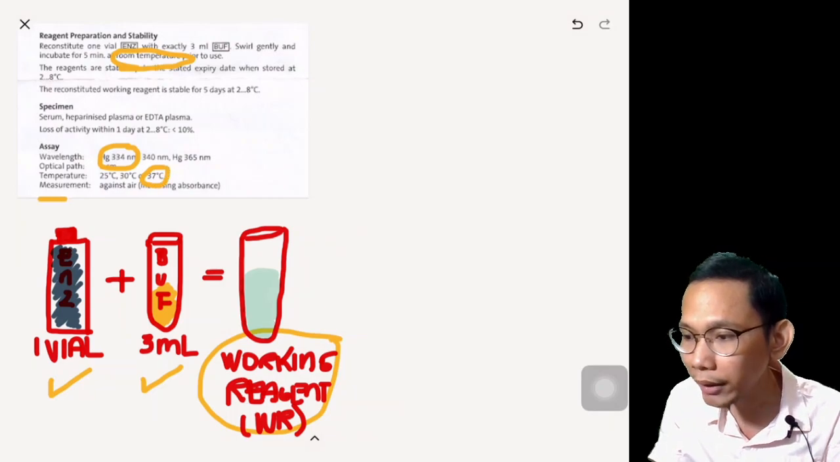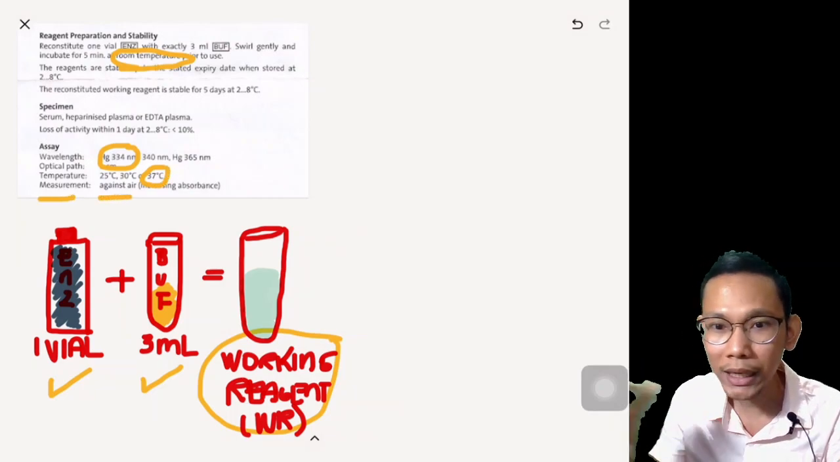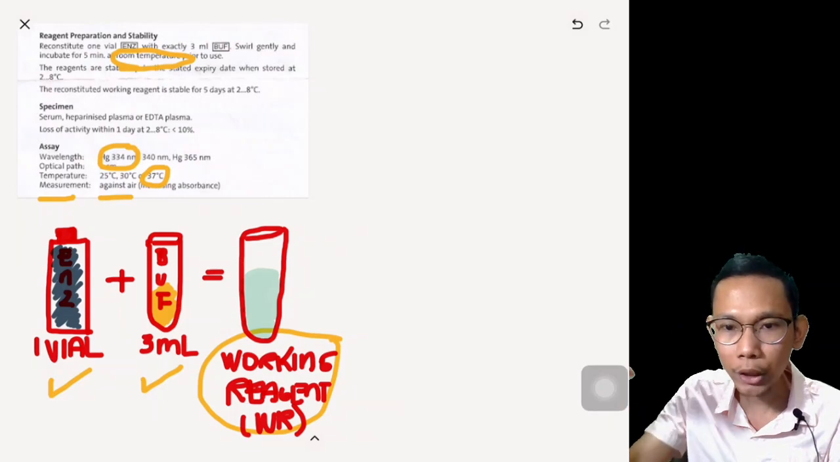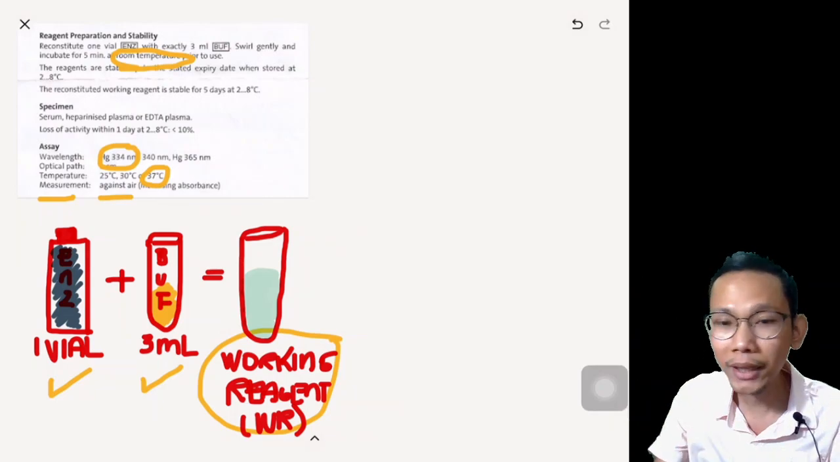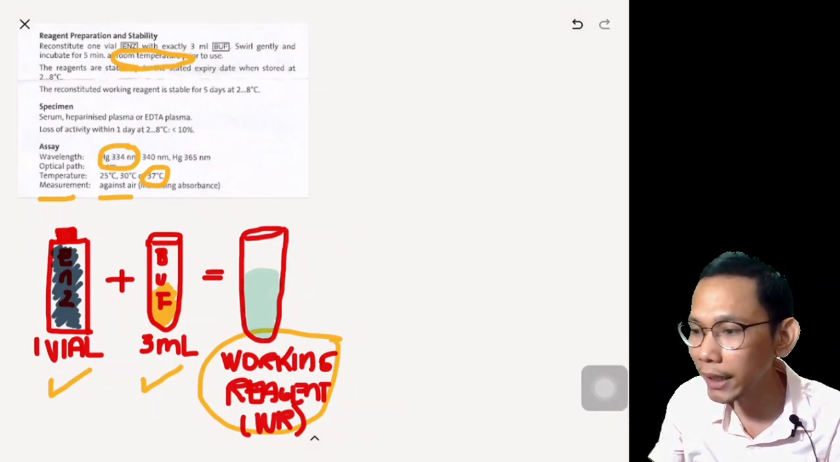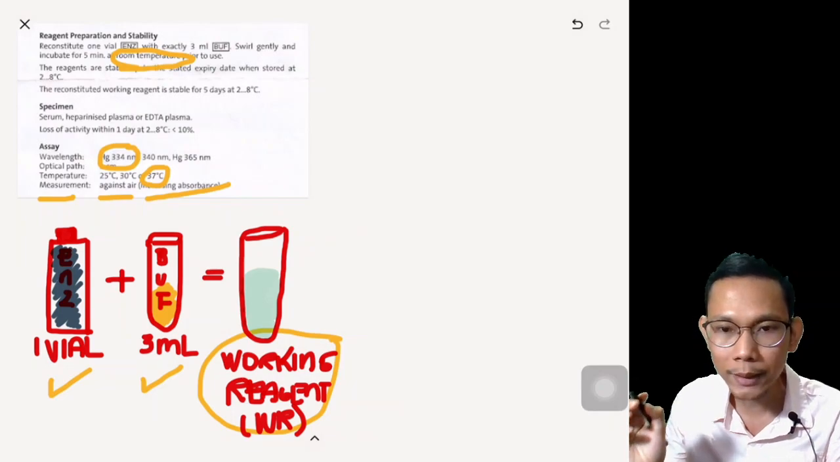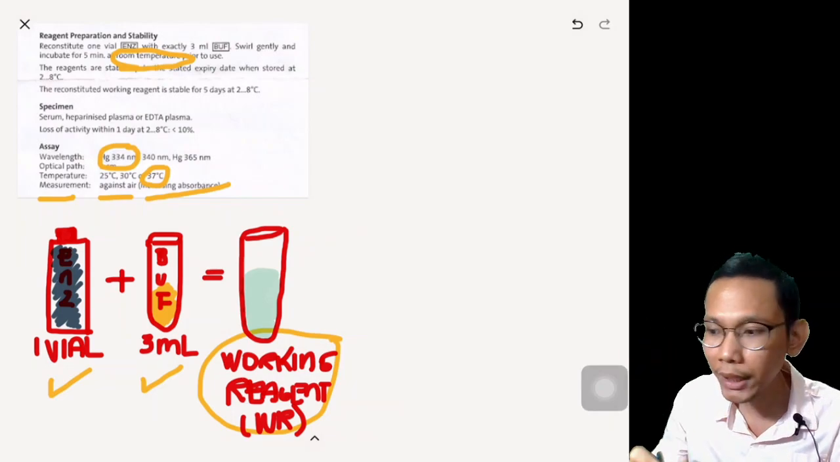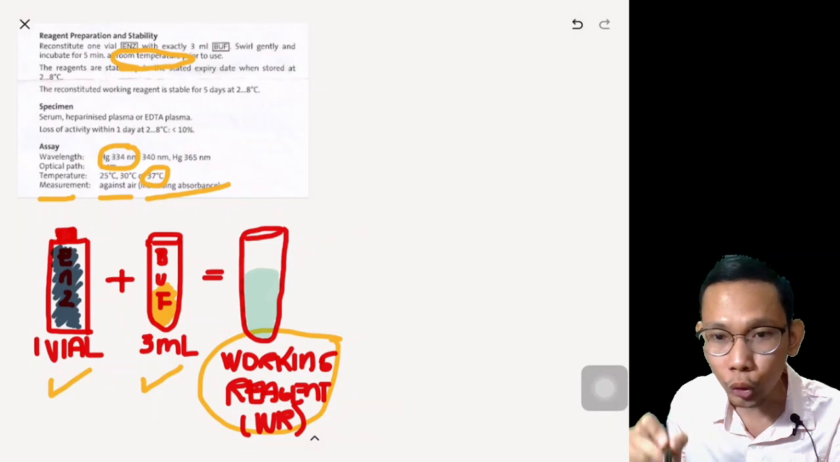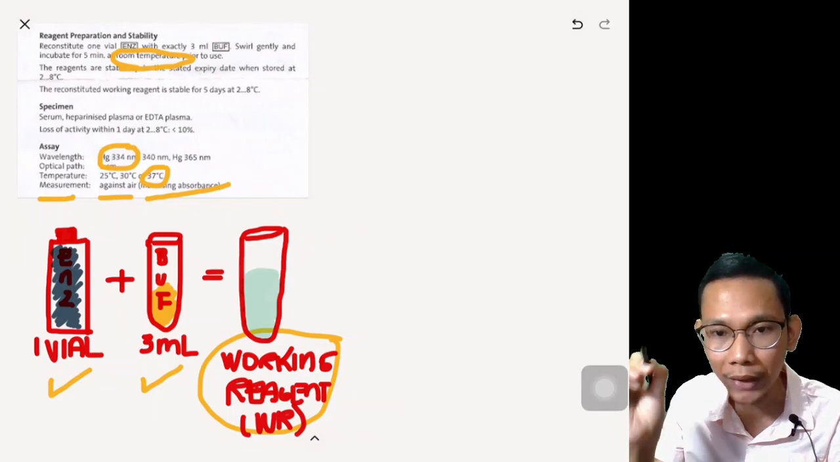For the measurement, it is against air. Wala tayong ilalagay sa gitna. So basically, may cuvette tayo, ilagay dyan, that's already against air. And check natin ha, increasing absorbance. So later, ang ibig sabihin ng increasing absorbance, if you check the absorbance of that solution, ano mangyayari is that may value.